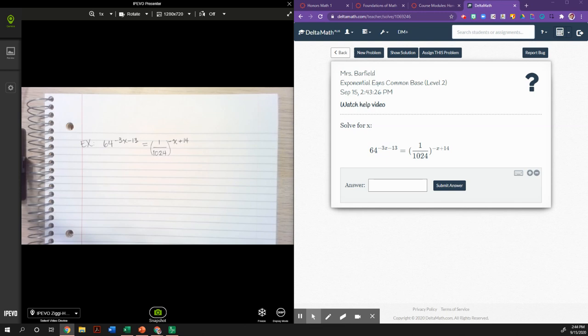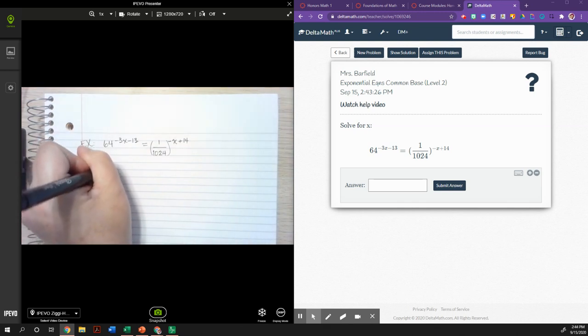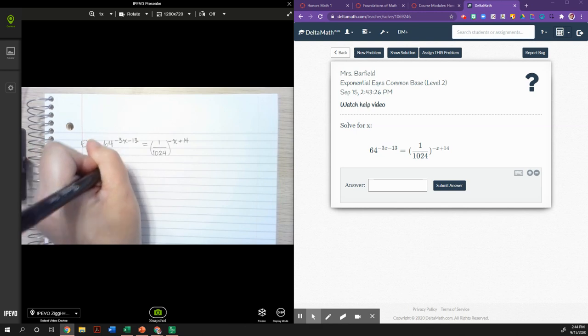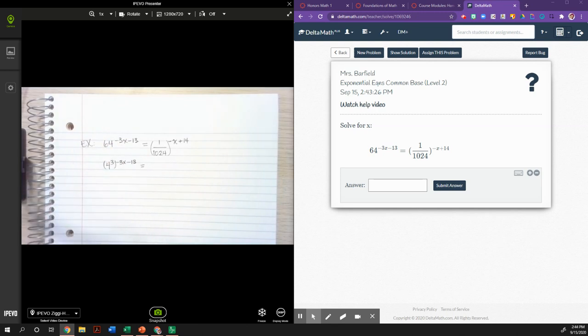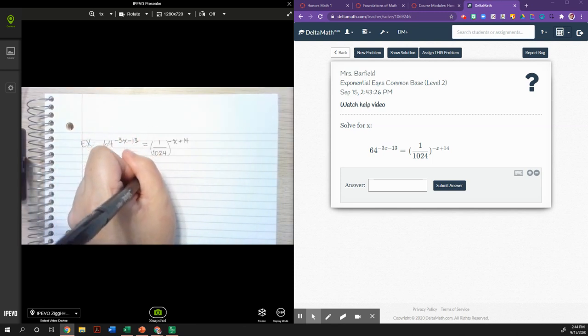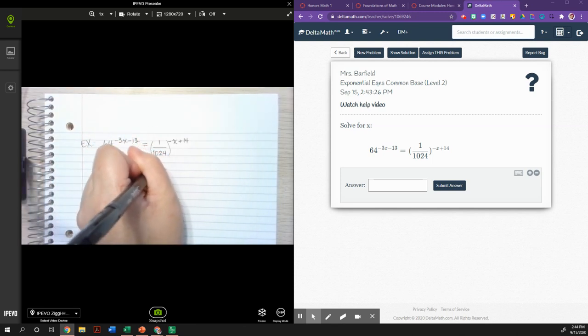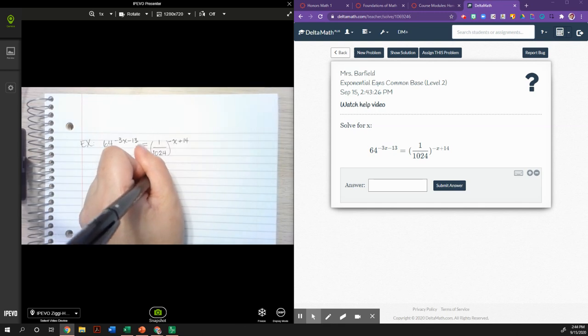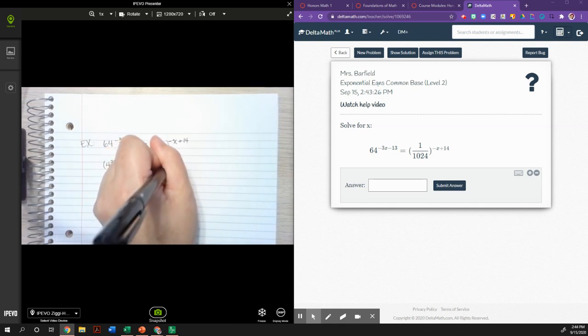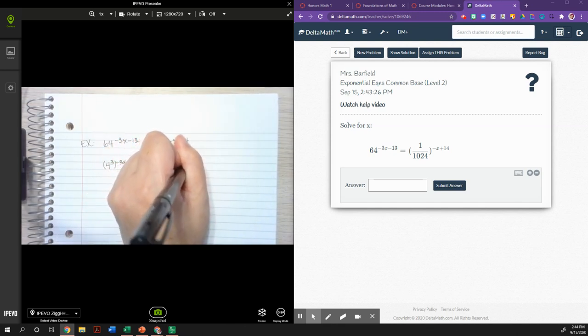If you're looking at your chart, we've got 64 is 4 to the third power. So 4 to the third power, to the negative 3x minus 13, equals 1 over 1024. Watch what I'm going to write. 1024 is 4 to the fifth power, to the negative x plus 14.